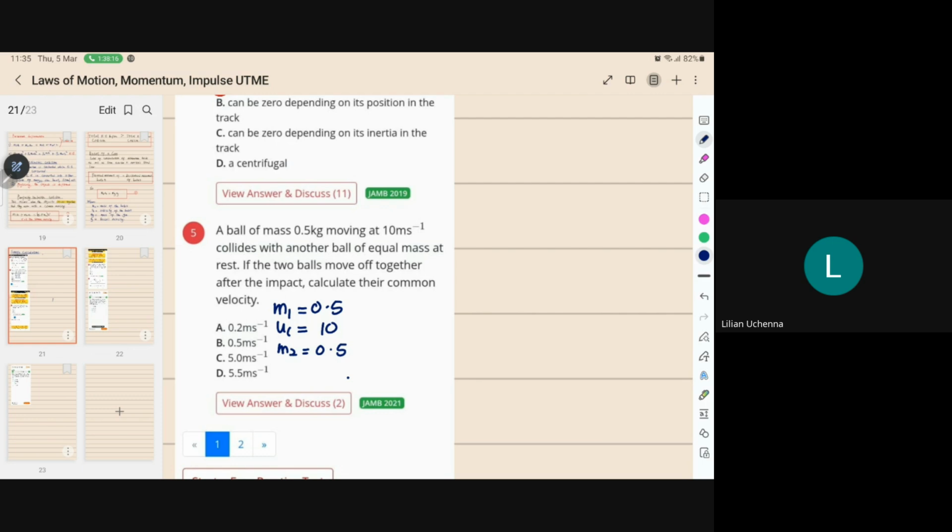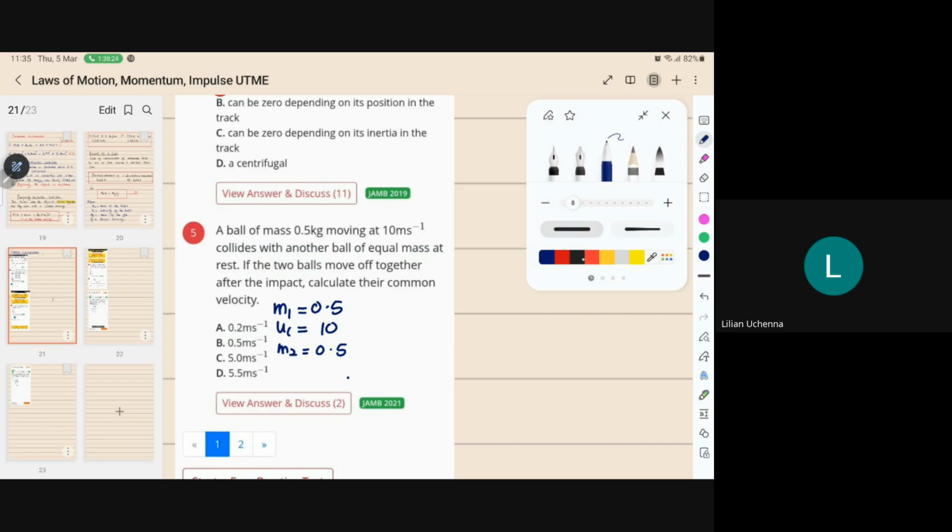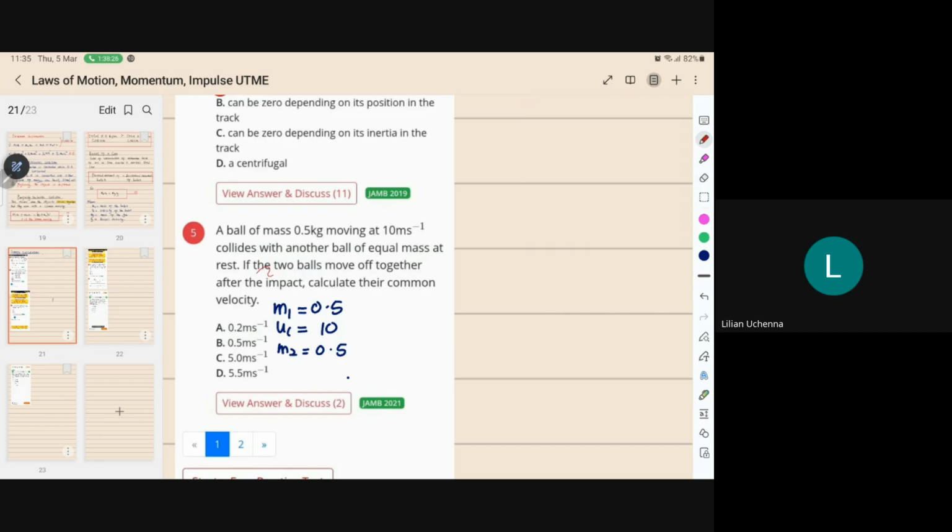If the balls move together, these statements, move together, tell you something. It tells you that it's an inelastic collision and that they stick together. So if they move together after the impact, calculate their common velocity. Which formula do we normally use to calculate the common velocity?